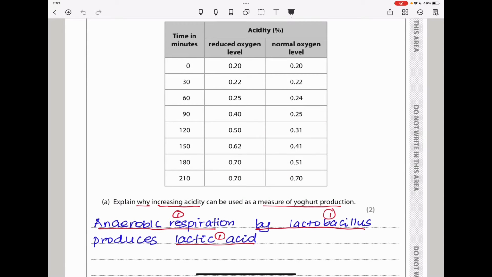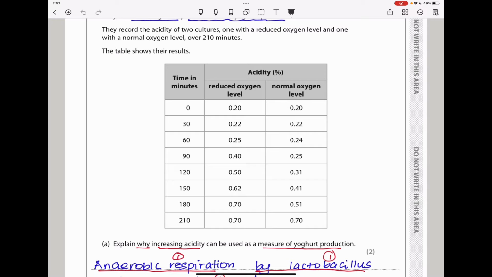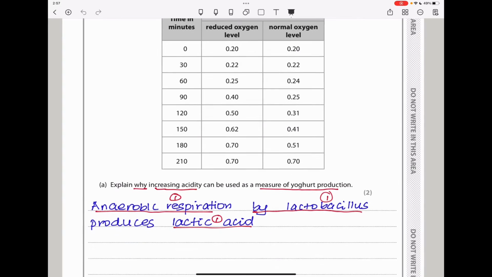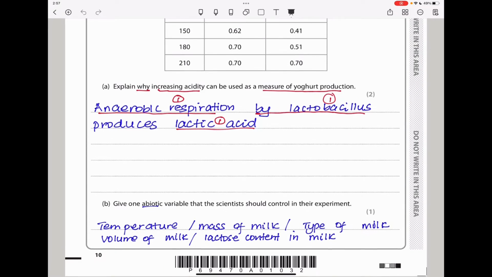The first question is asking, explain why increasing acidity can be used as a measure of yogurt production. The key thing here is during yogurt making, there is going to be some anaerobic respiration taking place by the lactobacillus bacteria. And because lactic acid is produced, we can use this as a measure to know that yogurt has been produced or the production is almost completed. Basically, it tells the person carrying out this fermentation process when the yogurt is ready or when the yogurt has been produced. So we can use this as a measure.